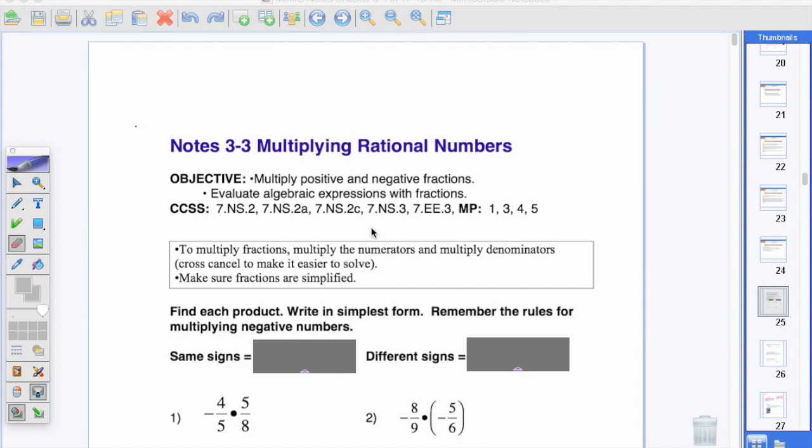Notes 3.3 is on multiplying rational numbers. We're going to multiply positive and negative fractions, and we're going to evaluate algebraic expressions with fractions. The Common Core state standards are listed below, and the mathematical practices.